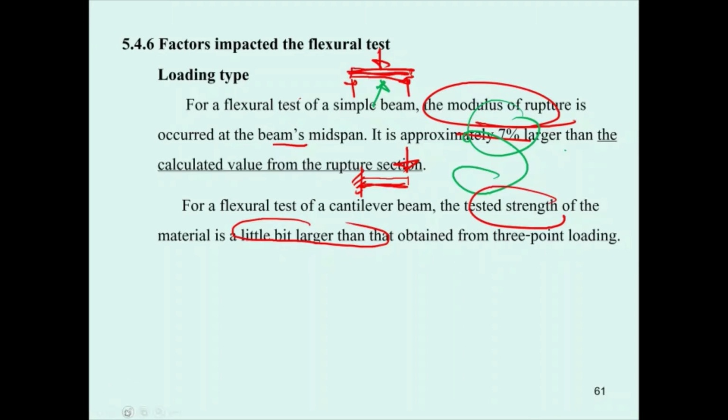That is because of what? Because the failure occurs at the support, and this is fixed. When this is fixed, it can take larger stress, so the force that causes the failure of the cantilever is going to be larger than those from the two-point loading.